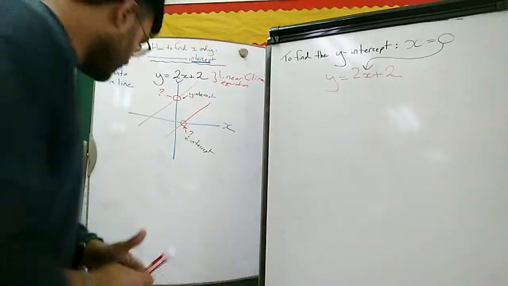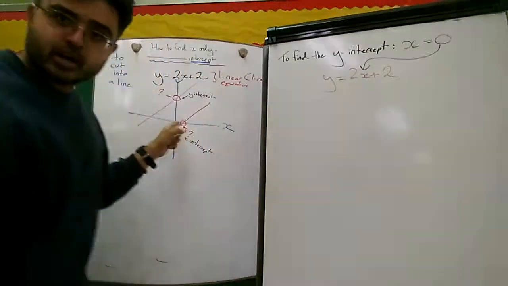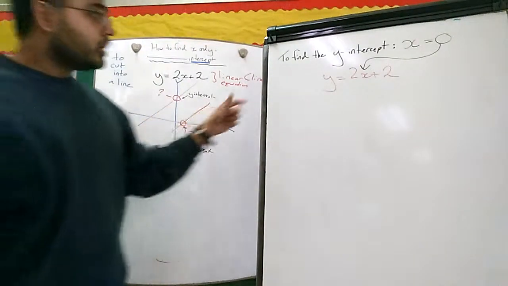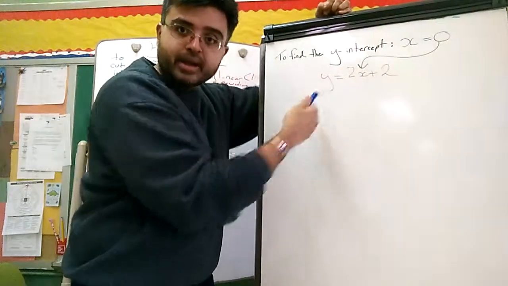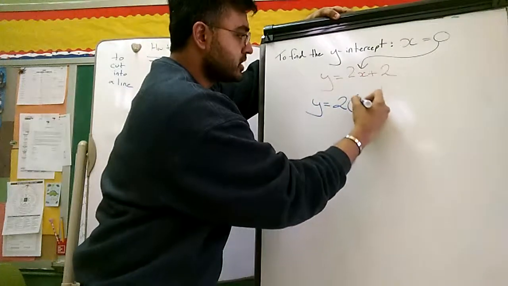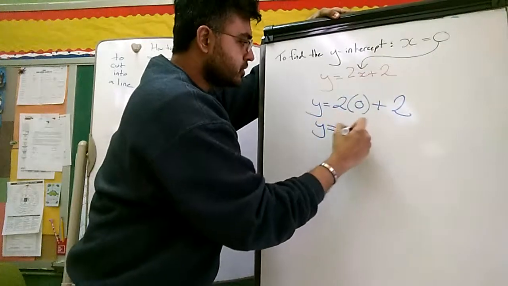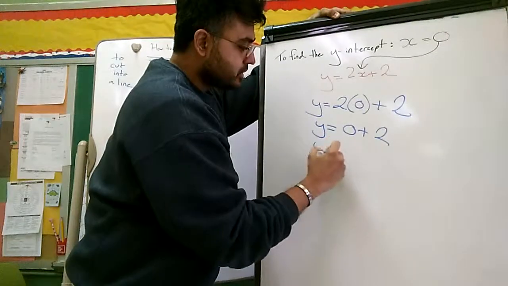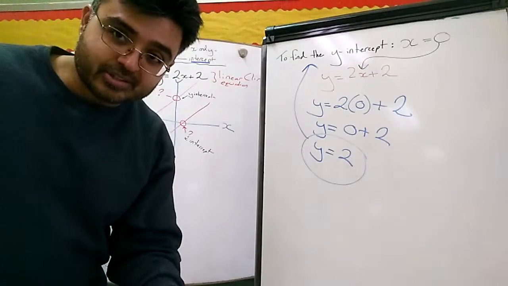Let's try it right now. So, to find the y-intercept, to find out where the line is cutting the y-axis, all you have to do is make x equals 0, plug it in, solve for y. Let's do it. Y is equal to 2 times 0, plug it in, plus 2. Y is equal to 0 plus 2, 2 times 0 is 0, and finally, y is equal to 2. And there we go. That's the answer. This is how you find the y-intercept.